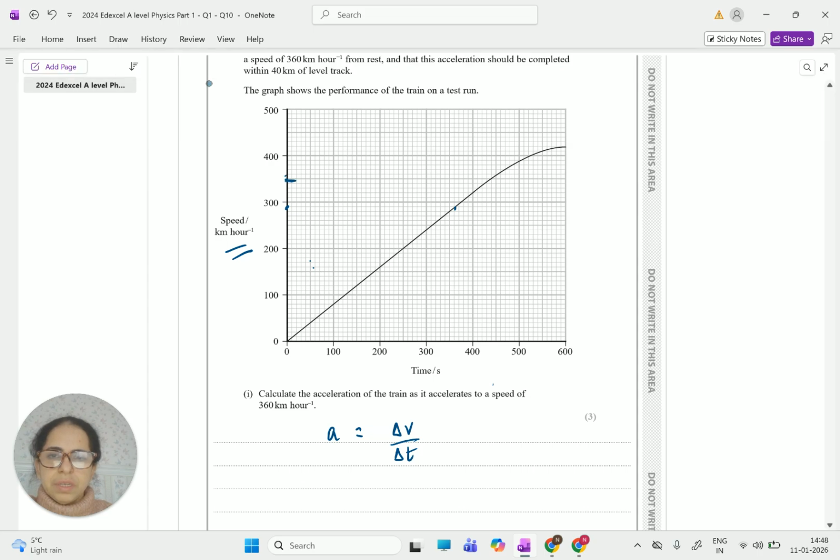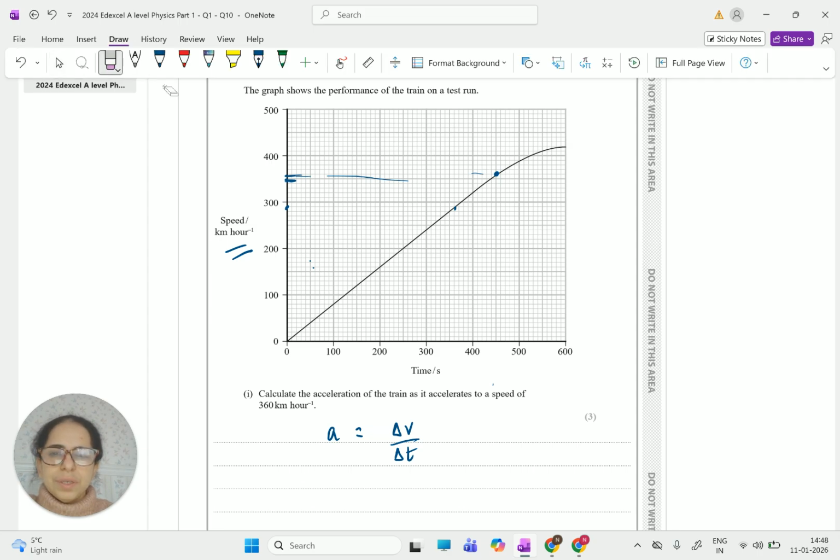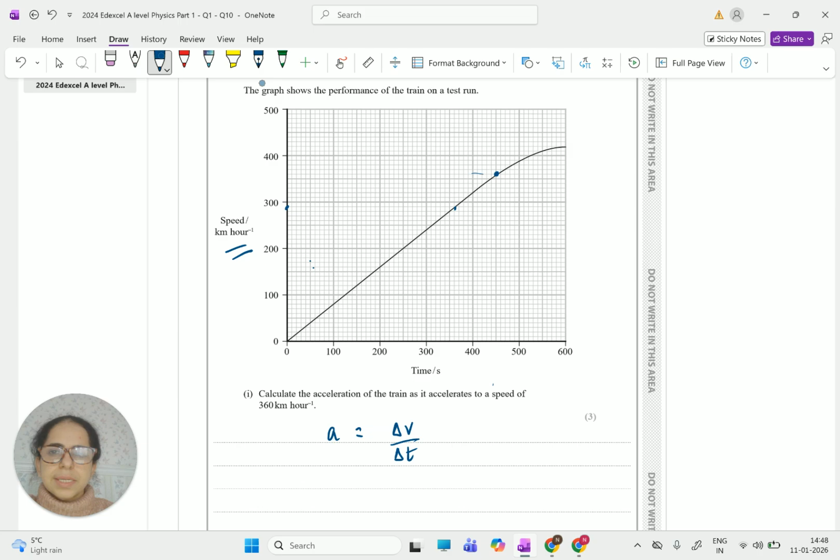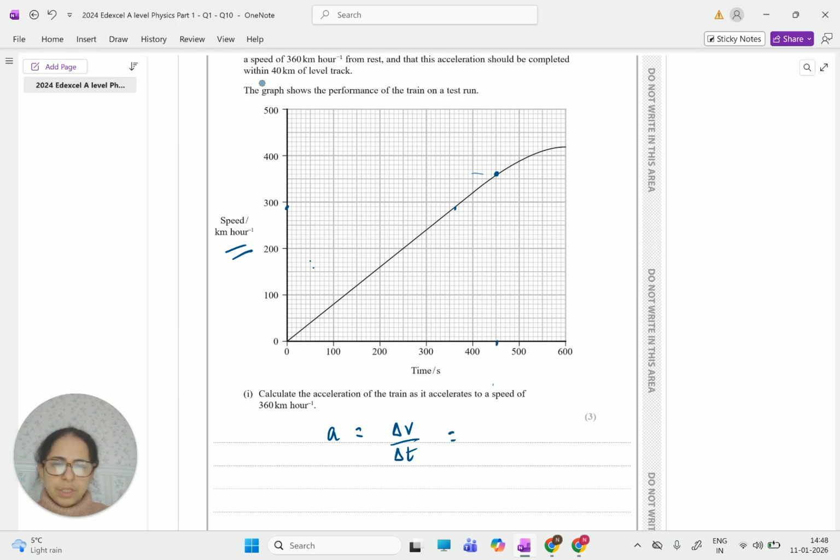Okay, so 350 is here, 360 here, so going all the way to this point. You need to be very accurate. So up to 360 is my speed, and then the time is 450 seconds. I'm just going to convert 450 seconds to hours. That is dividing 450 by 3600, which gives 0.125.